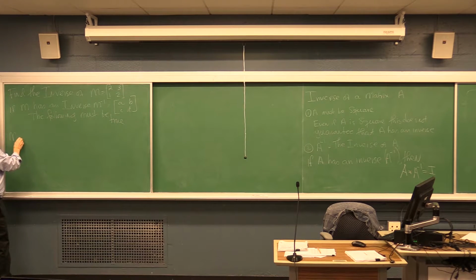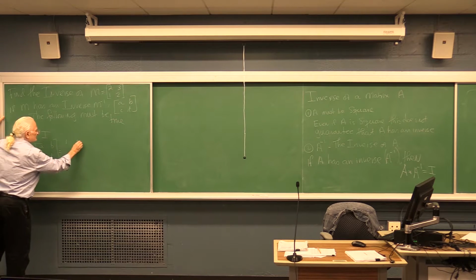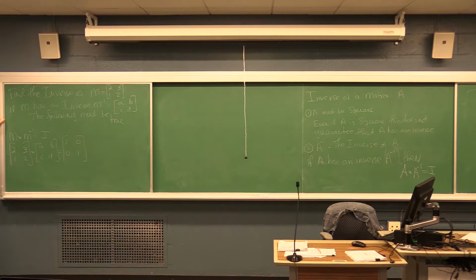M times the inverse must be equal to I. Now all of these are 2 by 2. So we have 2, 3, 1, 2 times A, B, C, D. This must be equal to 1, 0, 0, 1. Right? M times its inverse must be equal to that.